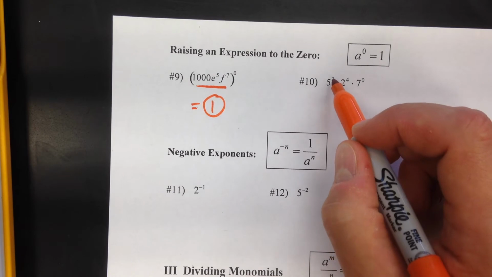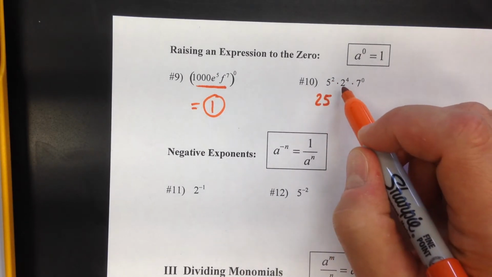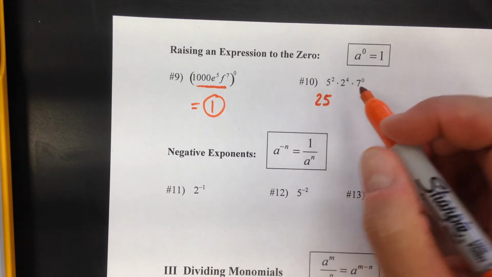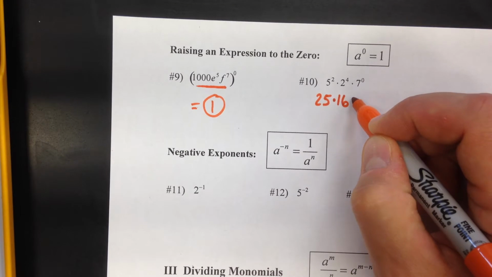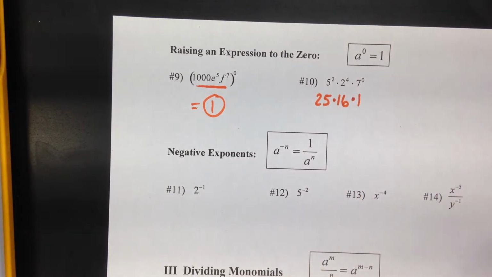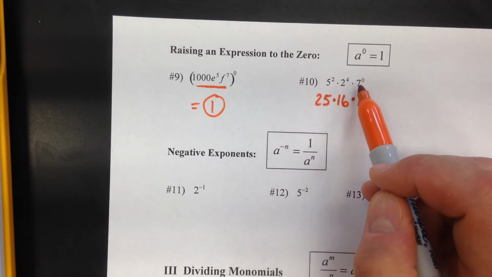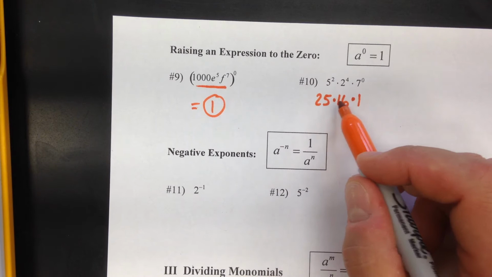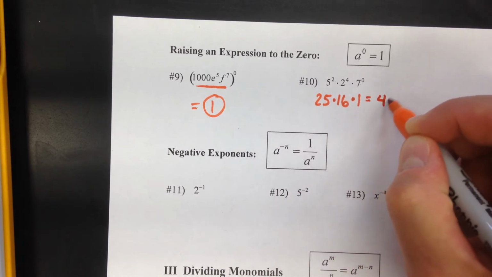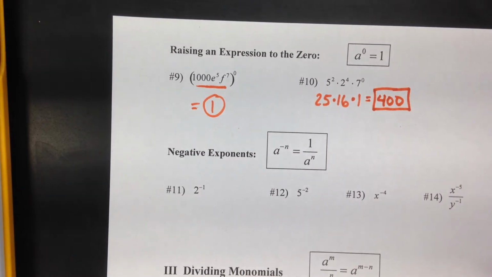For number 10, 5 squared, that's 25, 5 times 5. 2 to the 4th is 2 times 2 times 2 times 2, which is 16, times 7 to the 0, which is 1. Now, I don't raise all of it to the 0 because it's not parentheses to the 0. It's not like number 9. So now I just multiply 25 times 16, which is 400, times 1, which is 400. That's it. That's my answer.